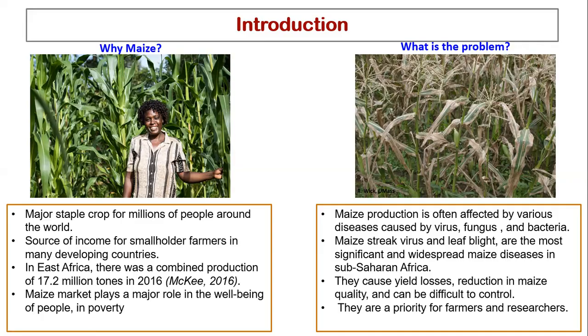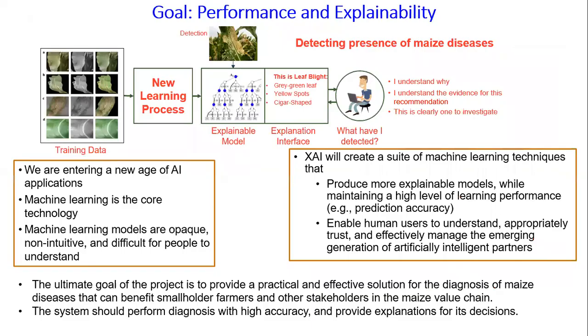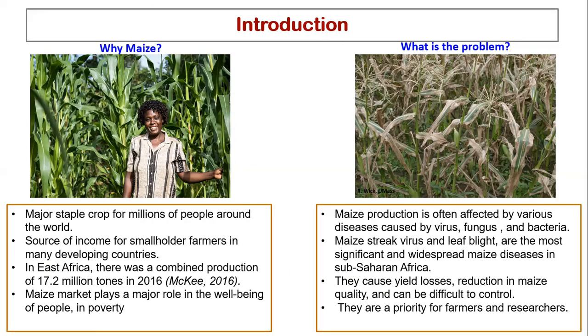Now, if such a food crop is important, then what are some of the challenges that might come in its distribution? What might cause its insecurity? And that's what we are actually looking at. We are looking at some of the problems that affect the maize production, and here we found out that maize production is often affected by various diseases. Now, these diseases are mainly caused by the virus, fungus, and bacteria.